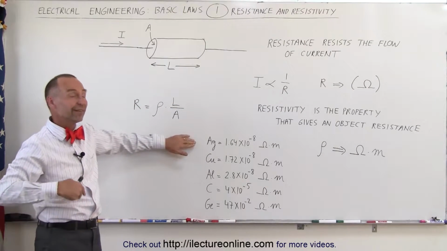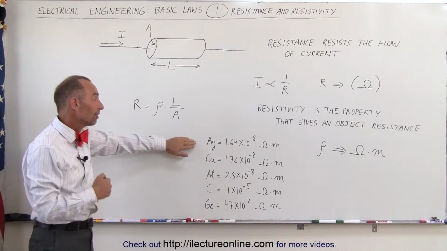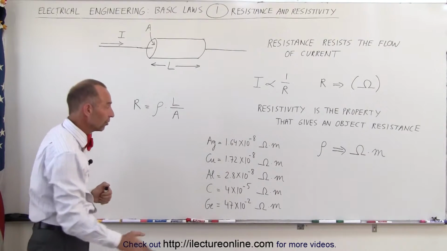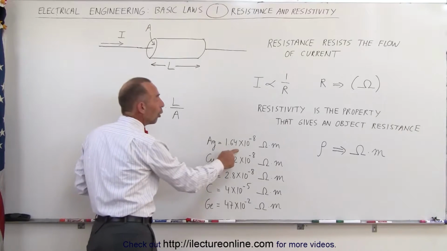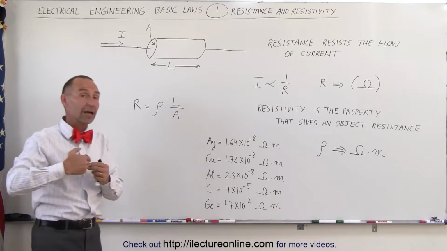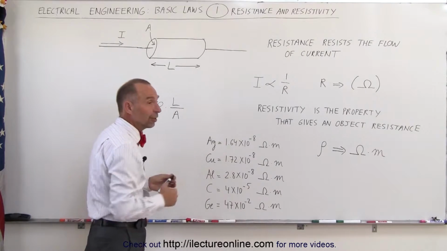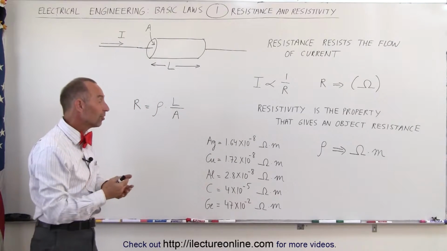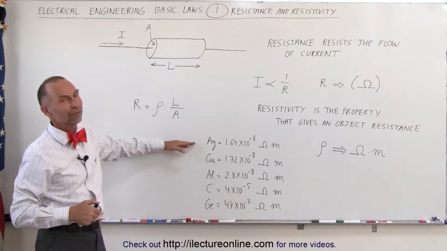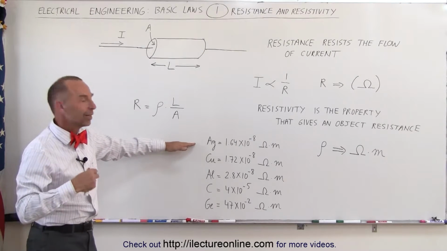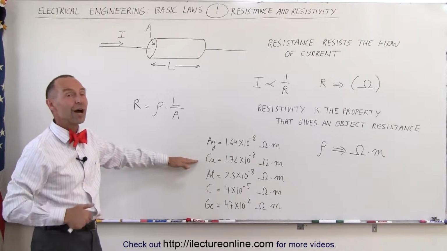To get a feel of the type of resistivities we have in different materials, notice silver has a very low resistivity, meaning it allows the current flow to be very high. So does copper. So copper and silver are primary substances that allow current to flow. Since silver is too expensive to make electrical wiring from, we tend to use copper.